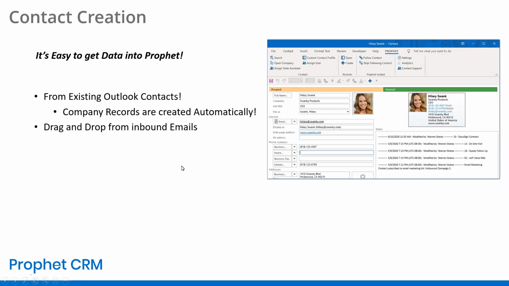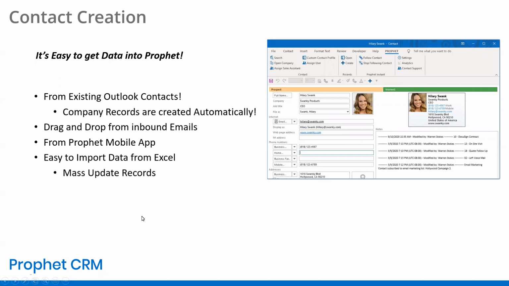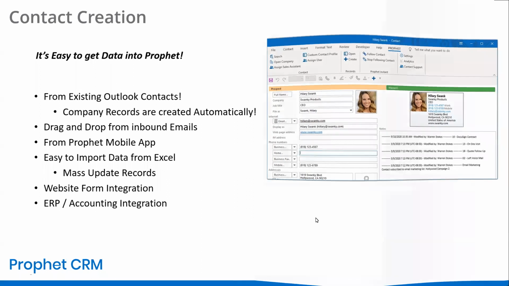The drag and drop from inbound emails. A lot of things happen from email, so we have to make it very easy to create contacts from inbound emails. You can create contacts from the Profit mobile apps. And there's also an import function where you can import data from Excel. And that's also, by the way, used to mass update records. We have website form integration to create contacts and/or leads. We also can integrate with accounting or other systems to integrate contacts from those systems.